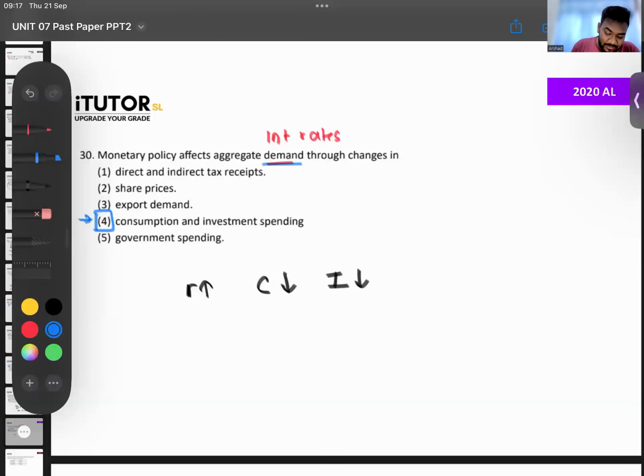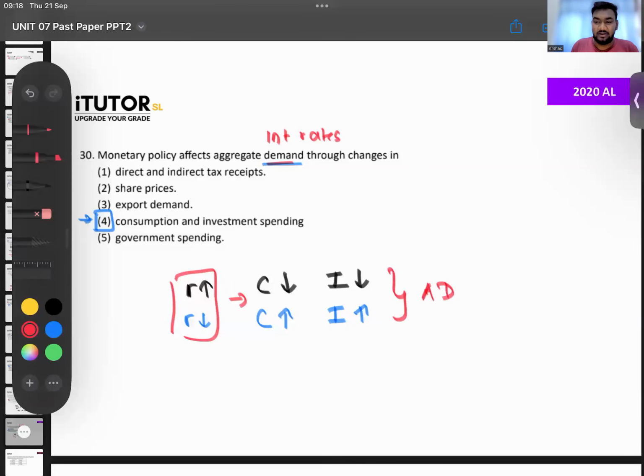On the other side, the opposite. If interest rates come down, now people will buy stuff on installments, they will get credit cards, consumption increases. Firms will borrow, they will invest, investments increase. So interest rates affect consumption and investment. Consumption and investment are components of aggregate demand. That's how it works. That's how they control aggregate demand. Export demand is also not very connected. Mainly it's consumption.